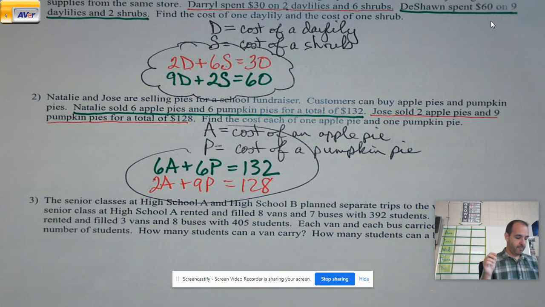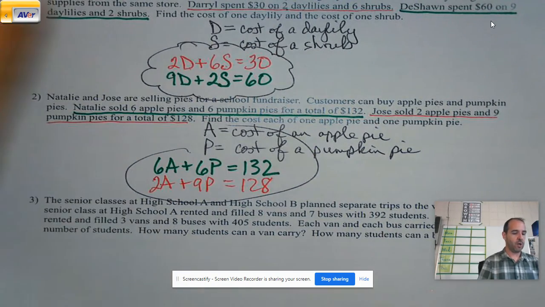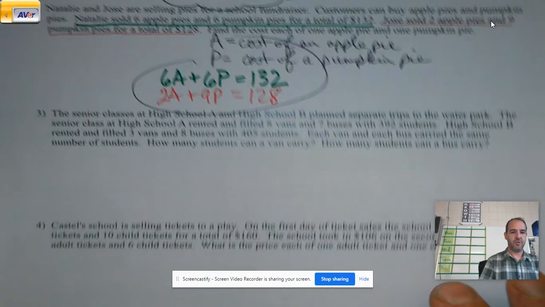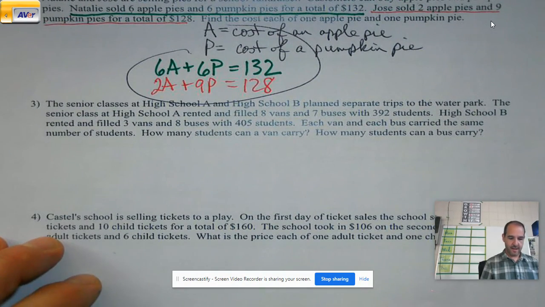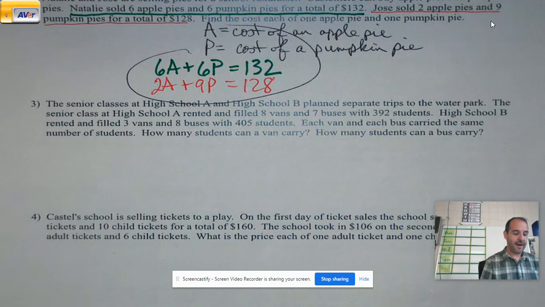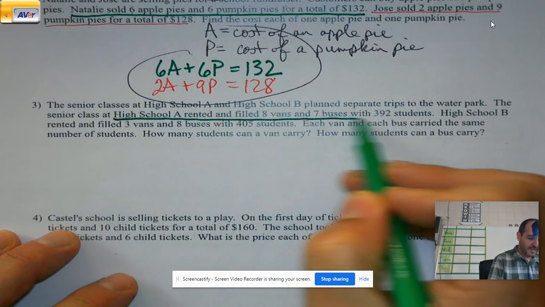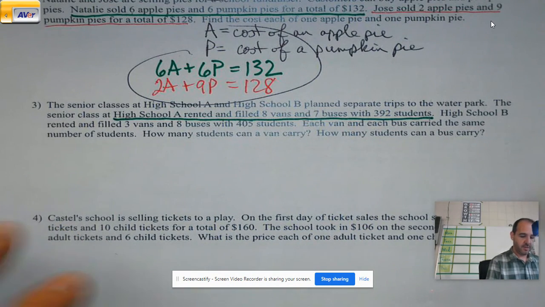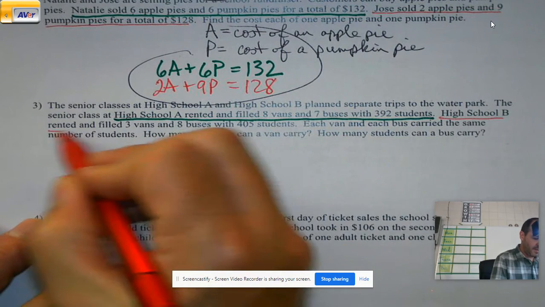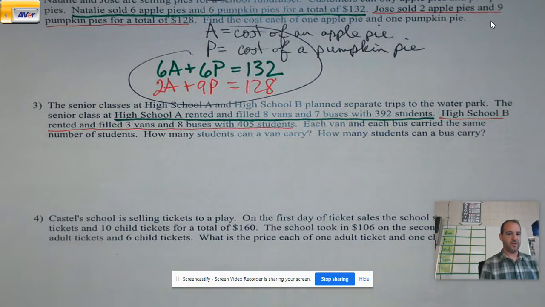Okay, now when we get to this next one, I think we're going to actually try and work this out because I want you to kind of see how this would work as we try to do these. So senior classes, at high school A and high school B planned separate trips to the water park. Senior class at high school A rented and filled 8 vans and 7 buses with 392 students. High school B rented and filled 3 vans and 8 buses with 405 students. So again, what do we have?